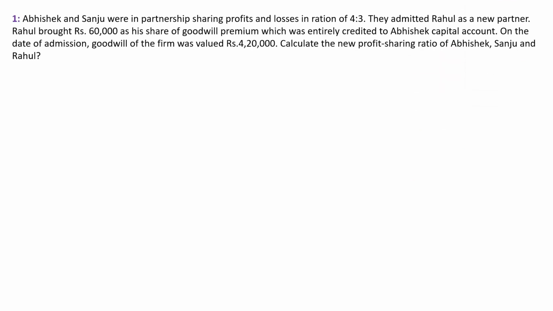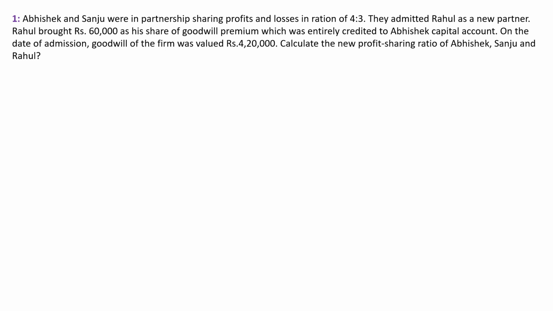First question. Abhishek and Sanju were in partnership sharing profits and losses in the ratio of 4 is to 3. They admitted Rahul as a new partner. Rahul brought rupees 60,000 as his share of goodwill premium, which was entirely credited to Abhishek's capital account. On the date of admission, goodwill of the firm was valued at rupees 4,20,000. Calculate the new profit sharing ratio of Abhishek, Sanju, and Rahul.